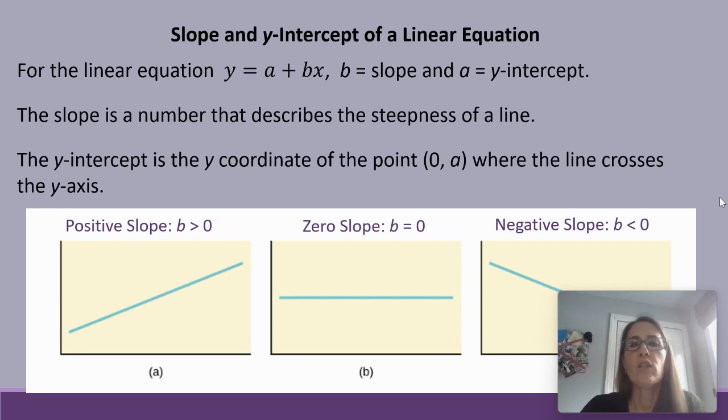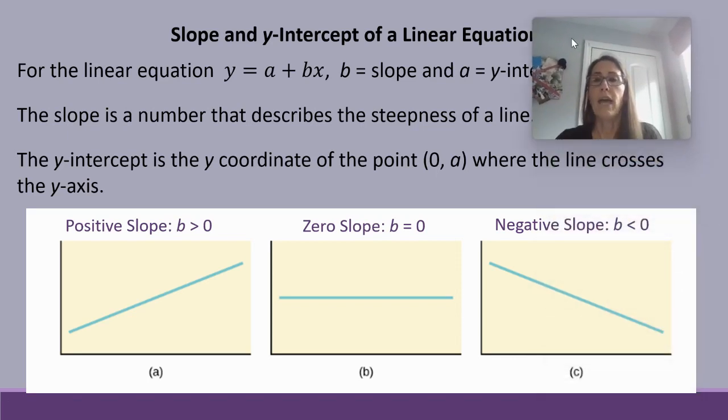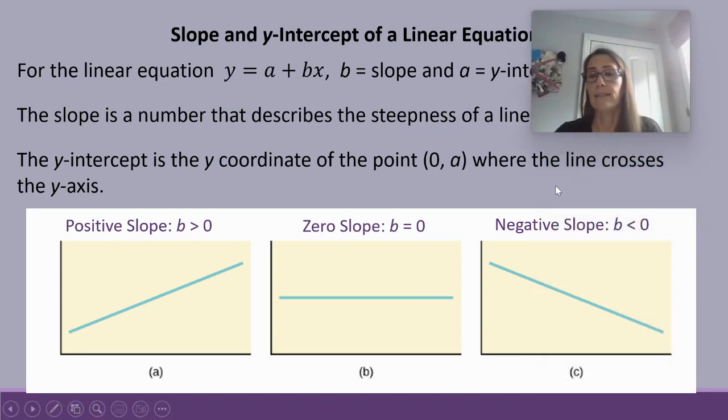So for the linear equation, Y equals A plus BX, B is our slope and A is our y-intercept. The slope is a number that describes how steep our line is. So the bigger, more positive or more negative the number is, the steeper our line is. And the y-intercept is the coordinate of the point (0, A), where the line crosses the y-axis. So here is a positive sloped line, and B is greater than 0. And again, the bigger B is, the steeper the line would be.